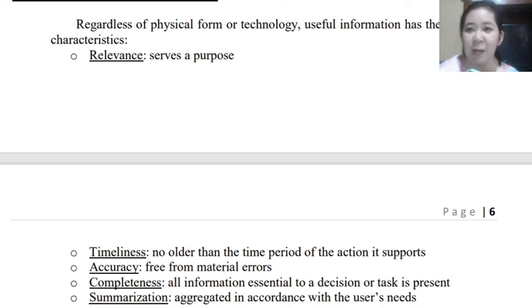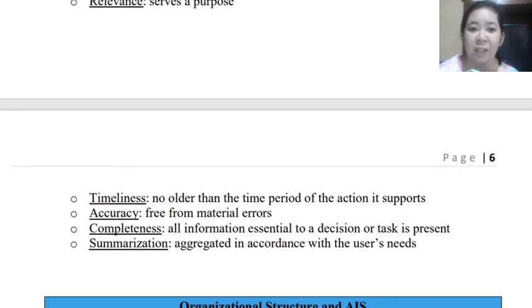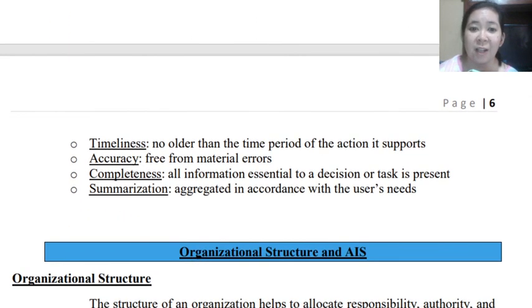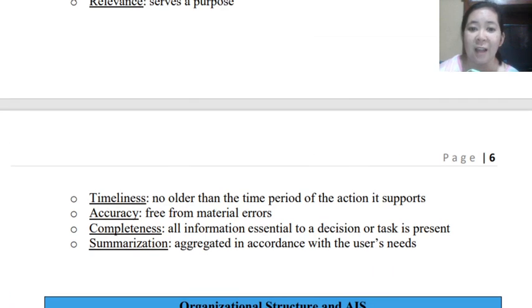Our next video lecture will discuss the next part of our module, which is the next topic, organizational structure and our AIS.